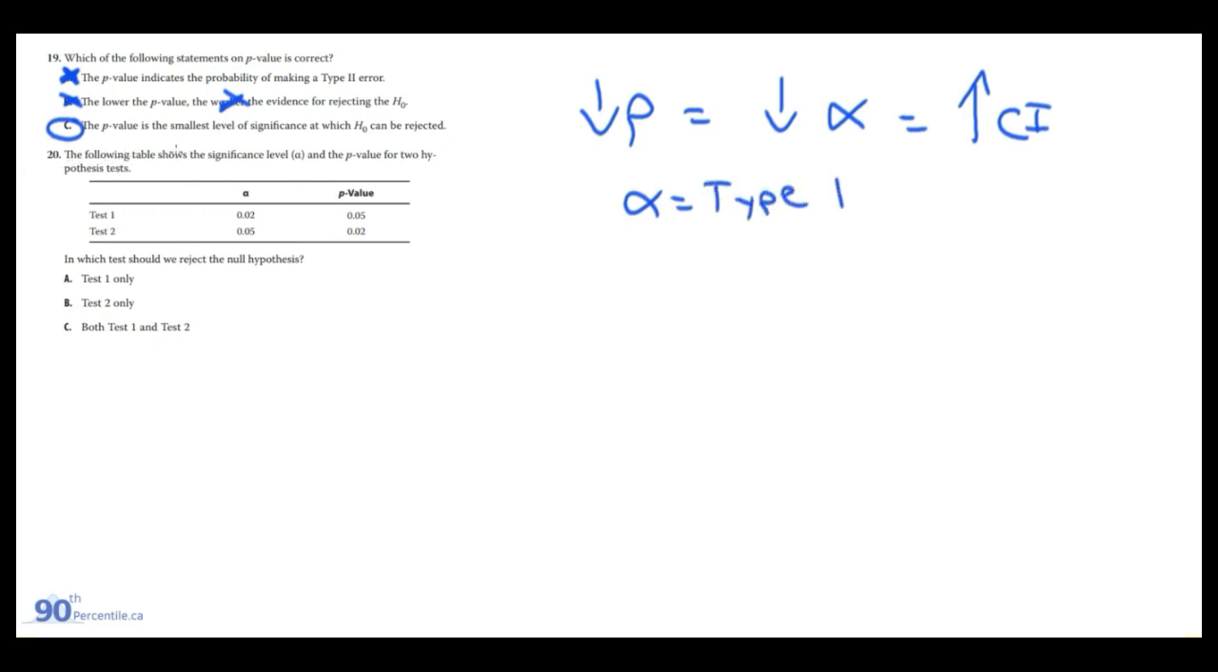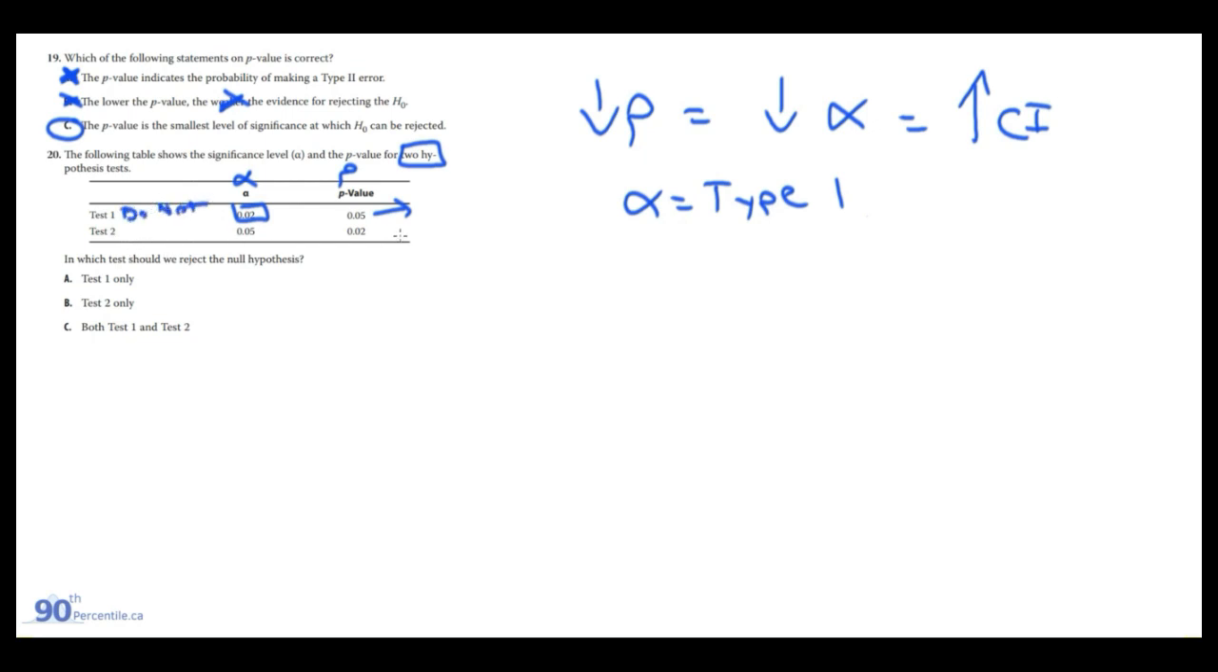20. The following table shows the significance level and p-value for two hypothesis tests. In which test should we reject the null? So we have significance level and p. Test 1 is a two-sided test. Not that it really matters when you're comparing significance levels and p-values, but anyway. Test 1, significance level of 0.02, p-value of 0.05. So given that the p-value is the lowest significance level at which we can reject, and the significance level is lower than the p-value, we do not reject.